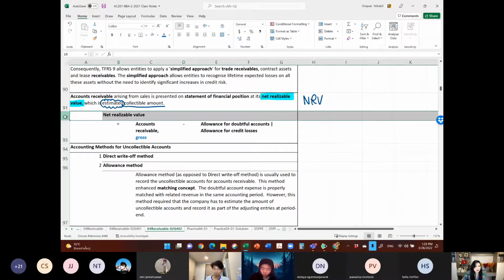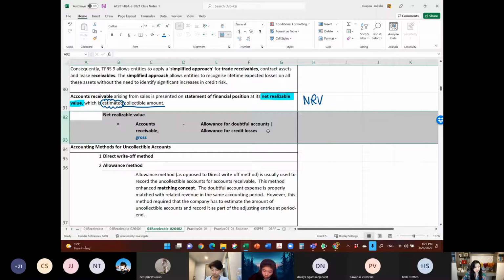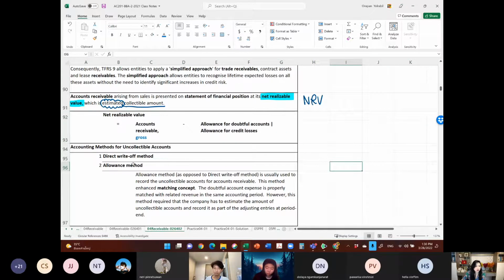So basically, this is the estimated amount, right? You take the accounts receivable total, and then you estimate the amount that you think you will not be able to collect in the future. That is basically credit losses. There are two accounting recording systems. The first one is called direct write-off, which is for income tax purposes.